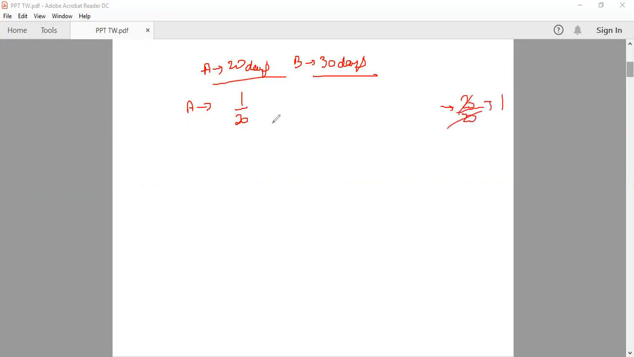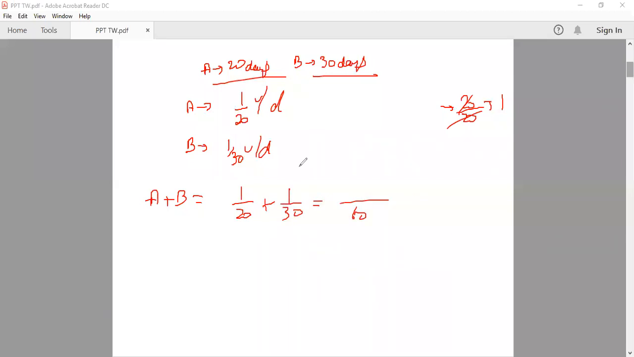Okay. Similarly, B is completing the work in 30 days. So in one day, he is completing 1 by 30 of the work. A is completing 1 by 20 and B is completing 1 by 30 of the work. Now these are the units they are doing per day. We can always add these units. Together, A plus B is 1 by 20 plus 1 by 30. That is 60 LCM, 3 plus 2, again 5 by 60, which means 1 upon 12. So together they are completing 1/12 of the work every day.